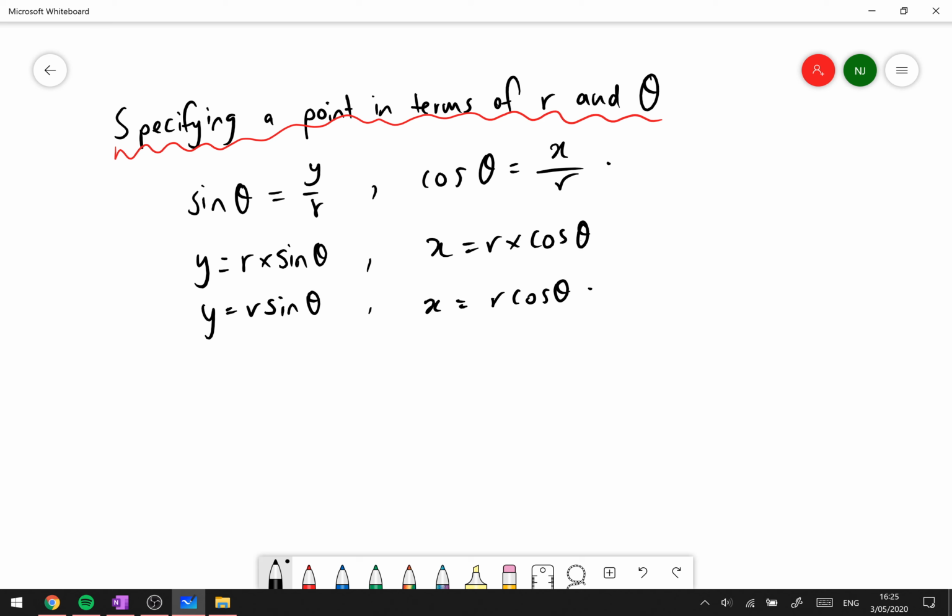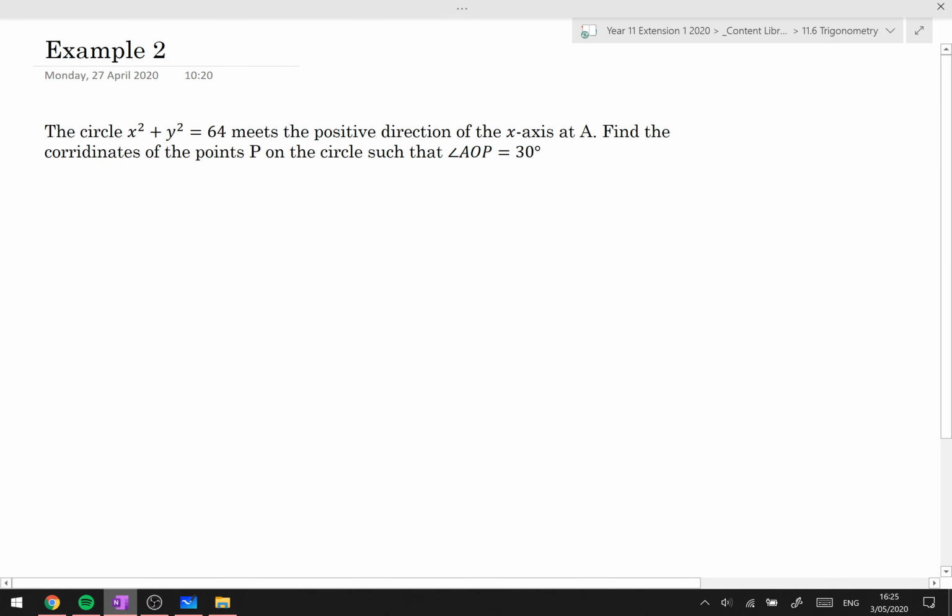So let's have a look at an example of this. The circle x squared plus y squared is equal to 64 meets the positive direction of the x-axis at A. Find the coordinates of the points, plural, P on the circle such that angle AOP is equal to 30 degrees. The reason I pointed out the plural is because there are actually two solutions to this.